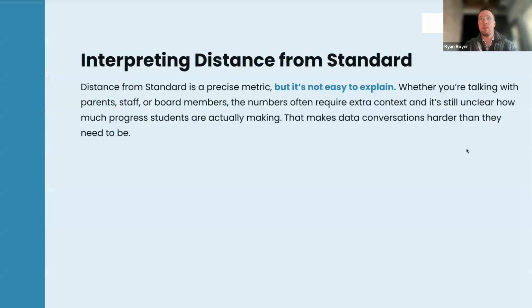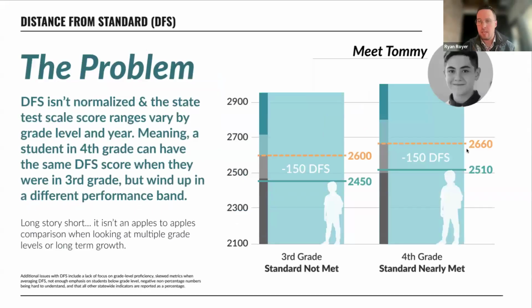It's great. The difficulty is distance from standard is not consistent from grade level to grade level. And so a minus 150 in third grade does not communicate the same relationship to standard or proximity to standard that it does in fourth grade. In third grade, it would be a standard not met. In fourth grade, it would be a standard nearly met.